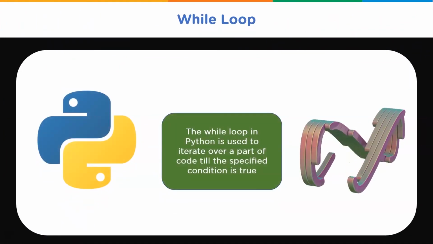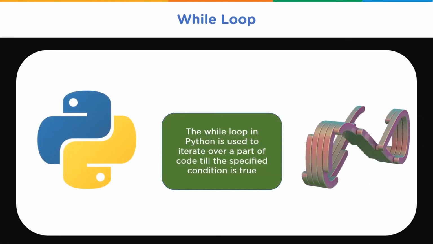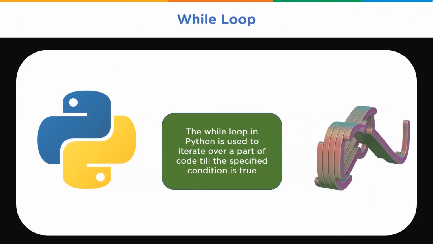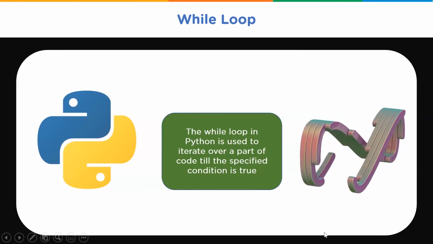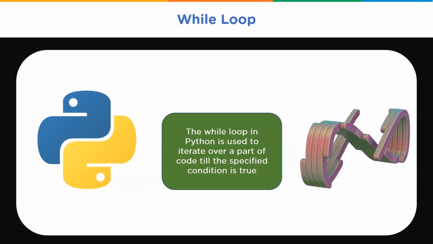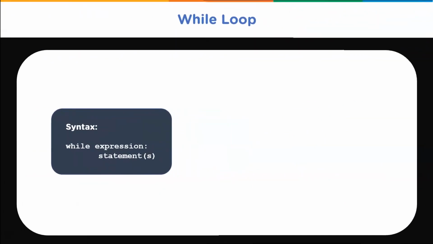So what is a while loop in Python? A while loop specifies a condition or a block of code that is to be executed until the condition evaluates to false, or the loop is explicitly ended with a break statement. Moving on to the next slide. So here you can see the syntax of a while loop. A while loop is defined using the while keyword, and then you have the expression followed by a colon. After that, you have the statements inside the block. The statements are executed until the condition evaluates to false.